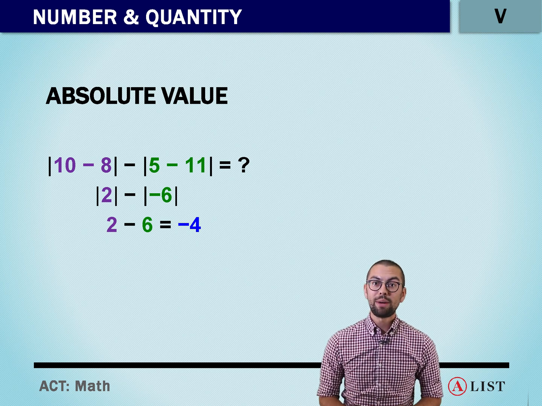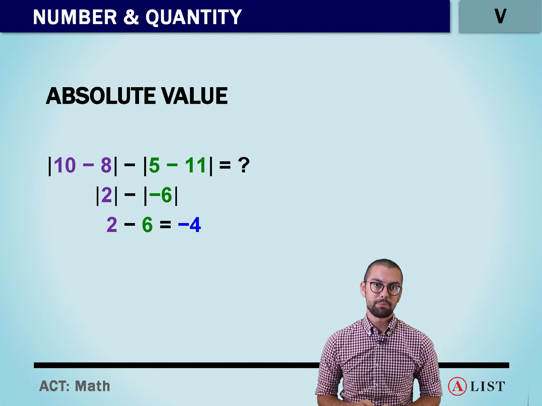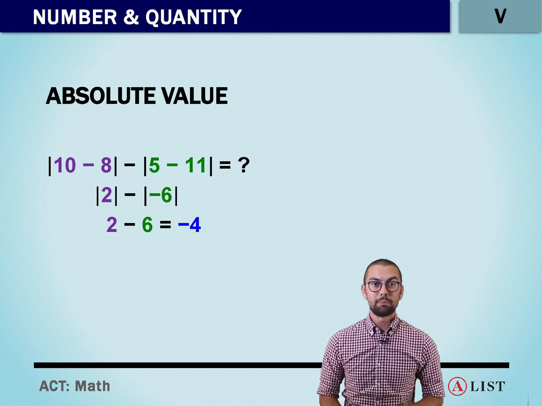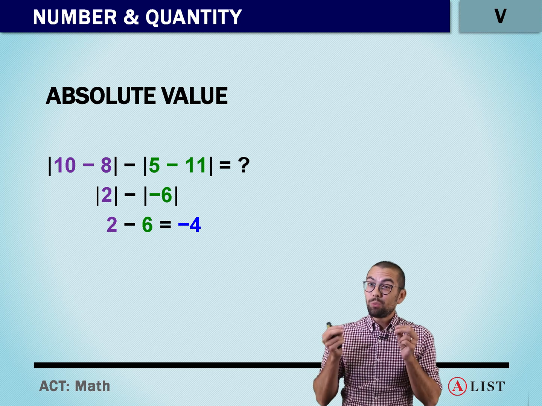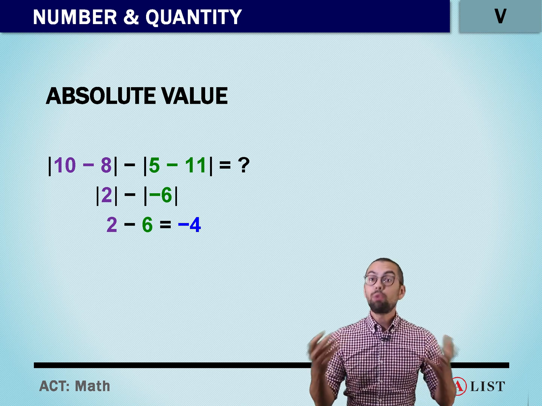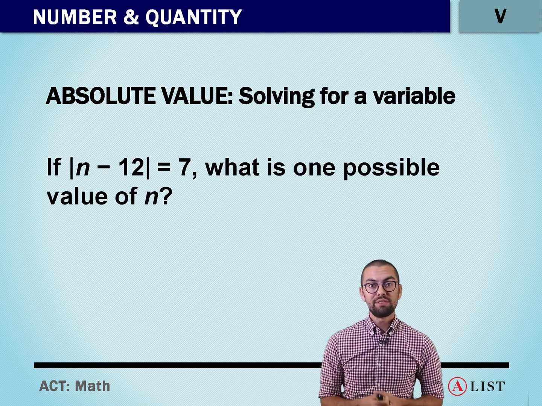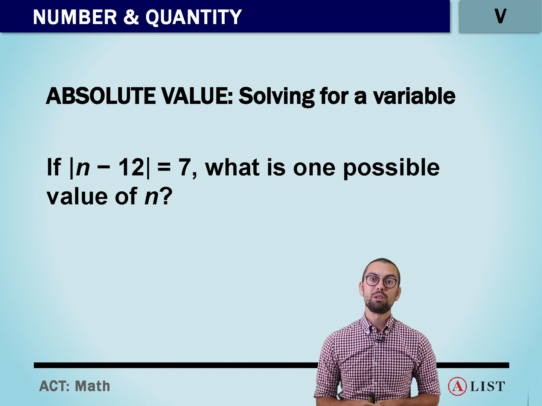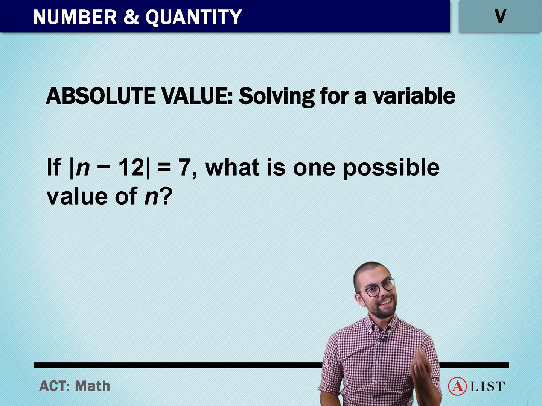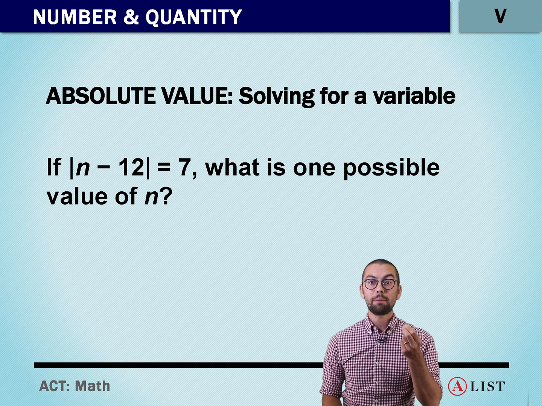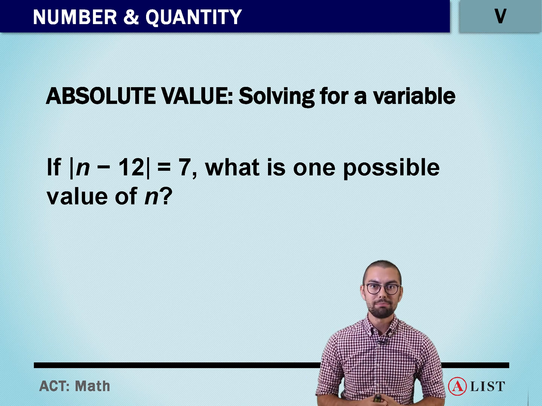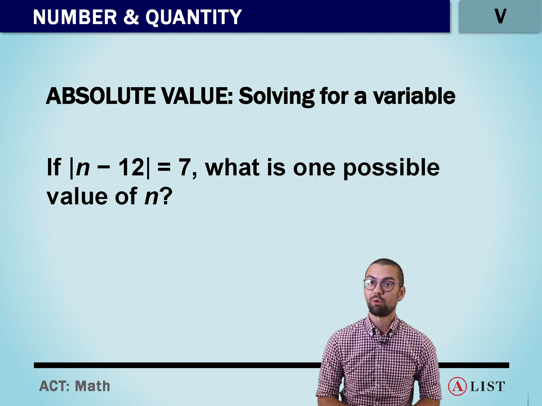Now what happens if we have an actual equation involving absolute values? Now what do we do? Well, we have to deal a little bit differently now because inside the absolute values we can't do anything yet. For example, if the absolute value of n minus 12 equals 7, then what is one possible value for n? Here we don't really have anything happening inside the absolute values yet. I don't know what n is, so I can't do n minus 12. I'm looking to solve for n.